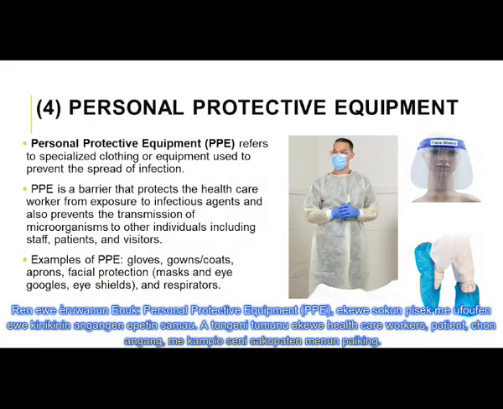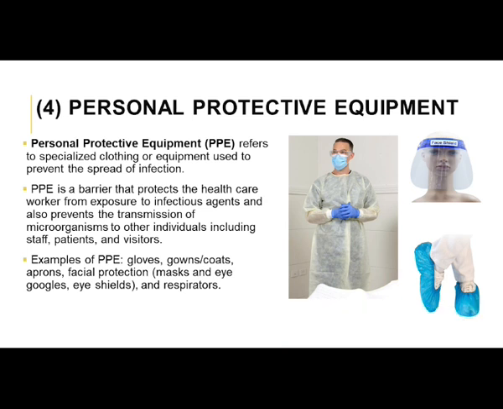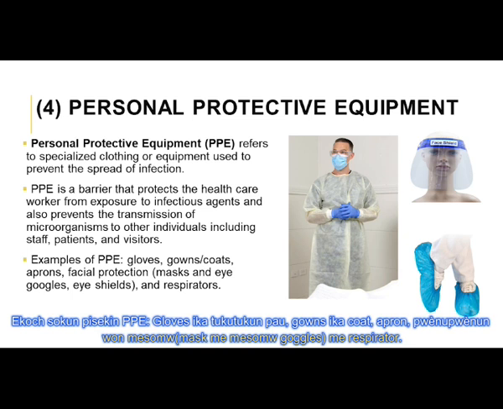So the next standard precaution is the personal protective equipment. We usually refer to it as PPE. It is a specialized piece of clothing or equipment that we use to prevent the spread of infection. It builds a barrier between us and any infectious agents, and it will actually help prevent spread of infections between staff, patients, and visitors. So examples of PPE are shown there.